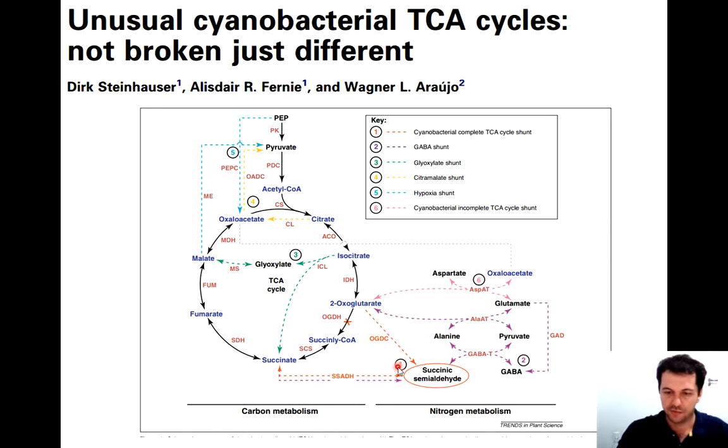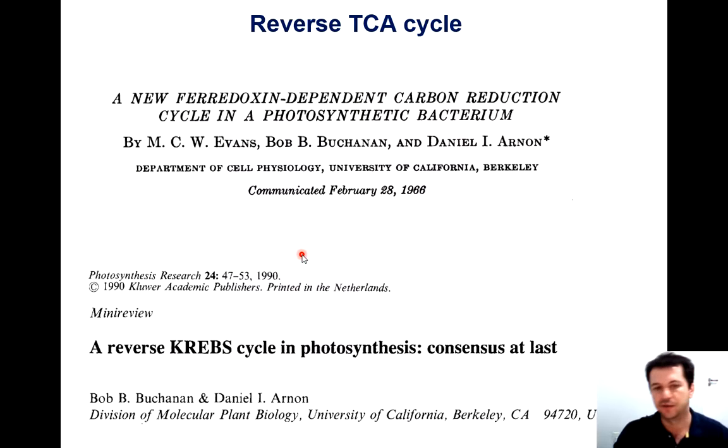You have the 2, the 1, the 3, the 4, the 5. I mean, you have different combinations that can have a different mode of flux in the TCA cycle. Just check this paper. You're going to see this more in detail. And perhaps the most interesting thing is that we have a reverse TCA cycle.